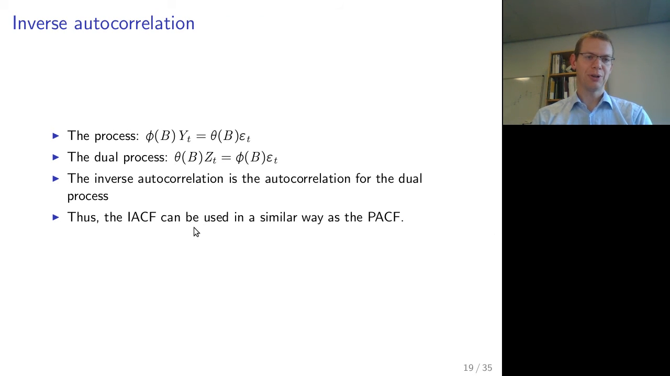Just for completeness, we'll also define the inverse autocorrelation function. If you have the process as defined previously, phi B on yt equals theta of B on epsilon t, then we have the so-called dual process, where we flip the polynomials and define a new process following this. If you take the autocorrelation of this, it provides similar information as the partial autocorrelation function. So this is just to mention it here. We will generally restrict ourselves to using the partial autocorrelation function.